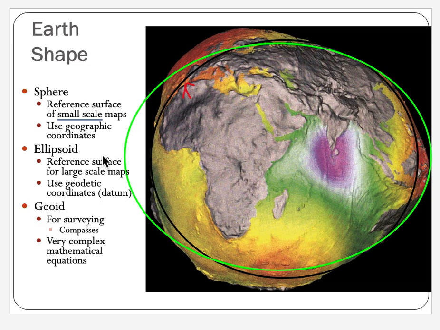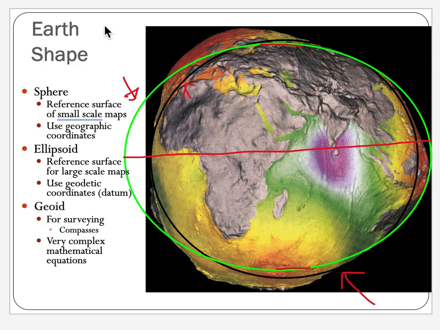An ellipsoid is a more accurate representation of Earth. With an ellipsoid, it's this green oval shaped outline. An ellipsoid comes from the word ellipse, and an ellipse is an oval shape. We can see that it's flat at the poles and wide at the equator. That's an ellipsoid. Later in lecture, we're going to talk about what makes an ellipsoid the way it is.